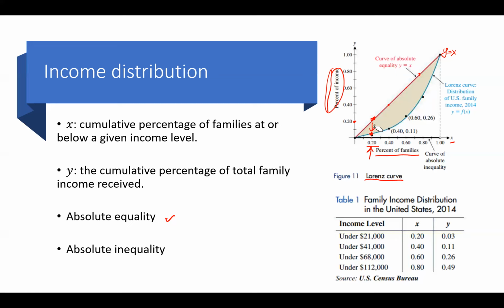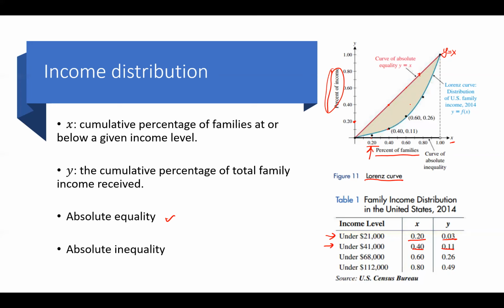Now, how is this curve drawn? You take all the family incomes, calculate each point, and then draw the curve. For example, under 21,000 we have this percentage, which is the cumulative percentage. For each tier, we calculate the percentage to get the points, and for other points we can just draw a curve. Now the question is, how do we measure the level of inequality in a society?